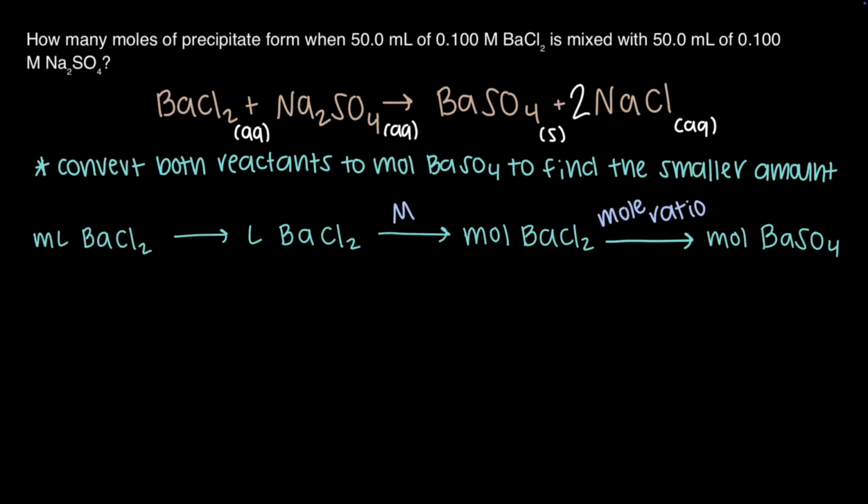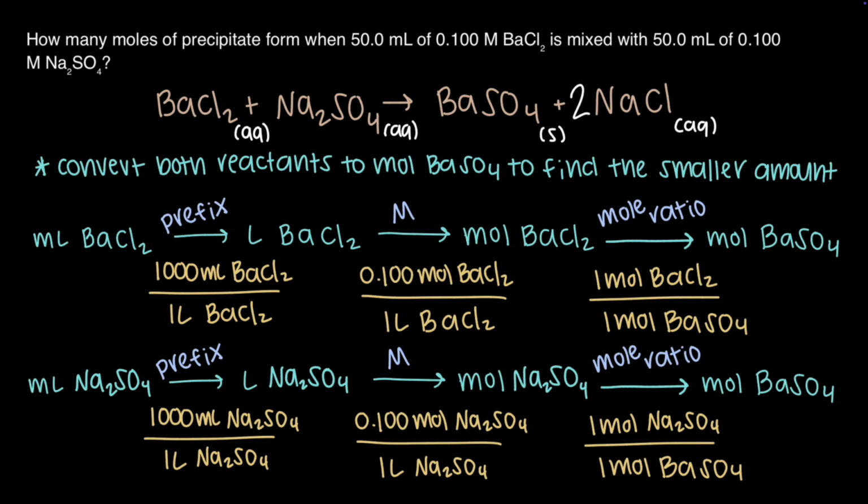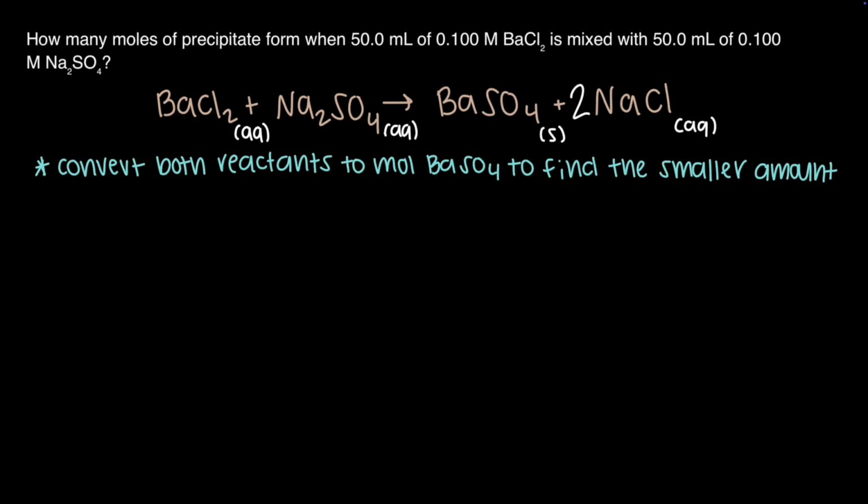Milliliters to liters of BaCl2 will be 1,000 milliliters for every 1 liter. We will then use the molarity as the next conversion factor. We have moles of BaCl2, so we can use the mole-to-mole ratio from the equation to convert to moles of BaSO4. The mole-to-mole ratio will be 1 mole of BaCl2 for every 1 mole of BaSO4. The unit map for Na₂SO₄ will be the same.